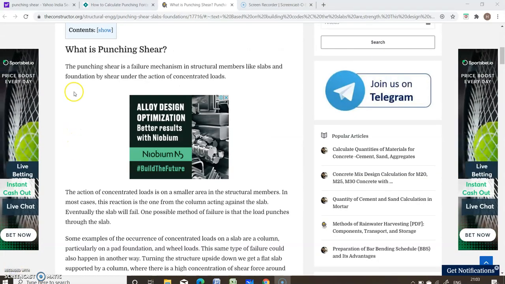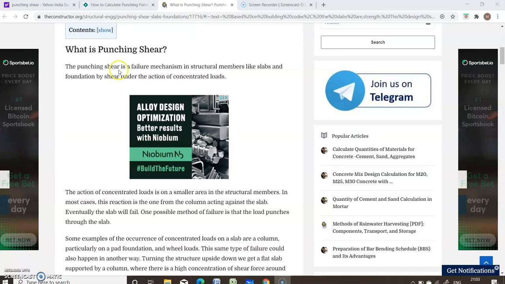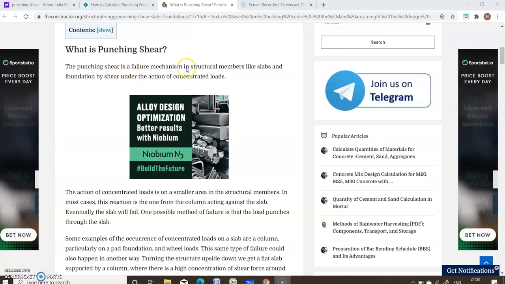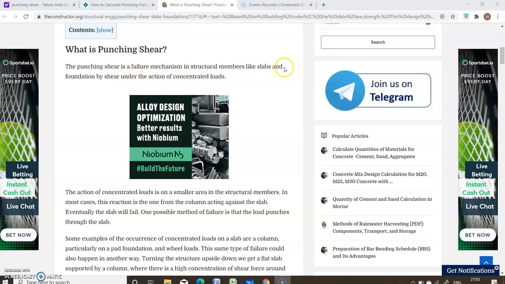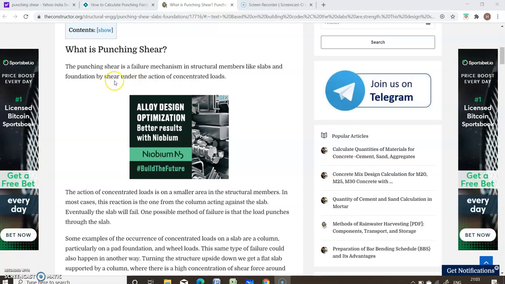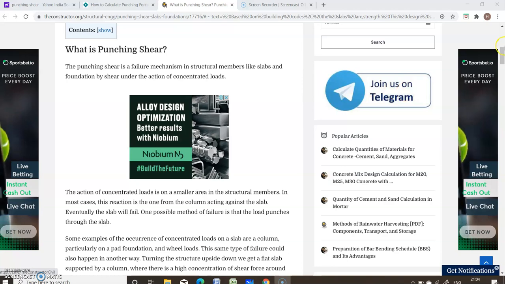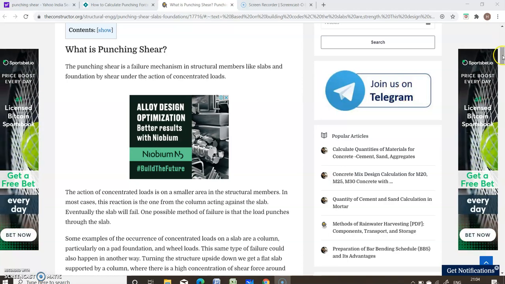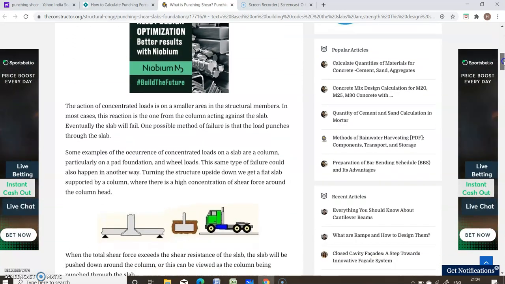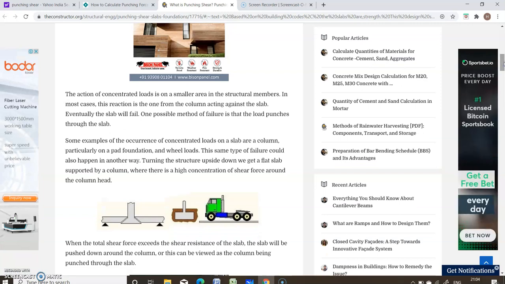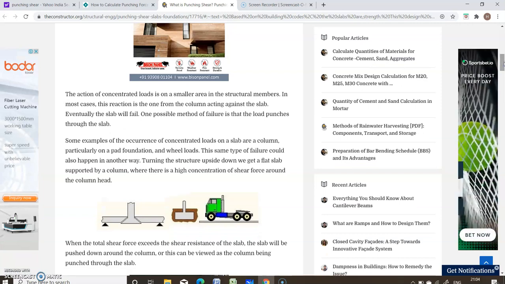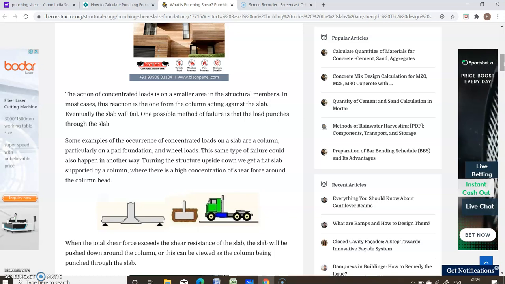Okay, now we'll see what is punching shear. The punching shear is a failure mechanism in structural members like slabs and foundations by shear under the action of concentrated loads. So the action of concentrated loads on a smaller area in structural members will lead to the failure of the structural member by shear. This is known as punching shear.